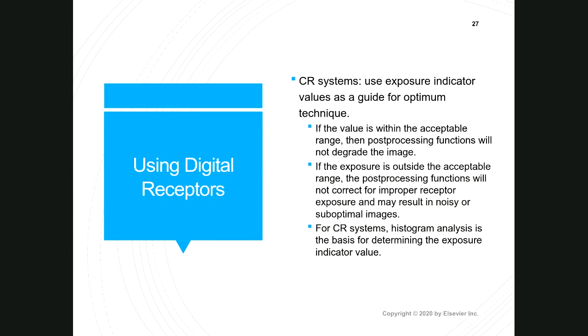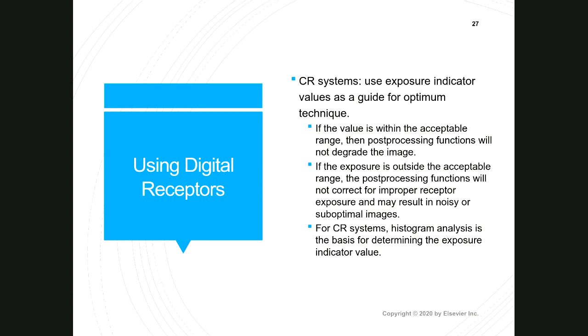And they reference that with the CR systems, you want to use the exposure indicator as a guide for your optimum technique. This is where I typically tell you guys to go green. Okay, tell you that if the value is within the acceptable range, then your post-processing functions, your window leveling and your window width, will not degrade your image. So if you're within that acceptable range, whatever you do to the image after the fact is not going to take away from the image.